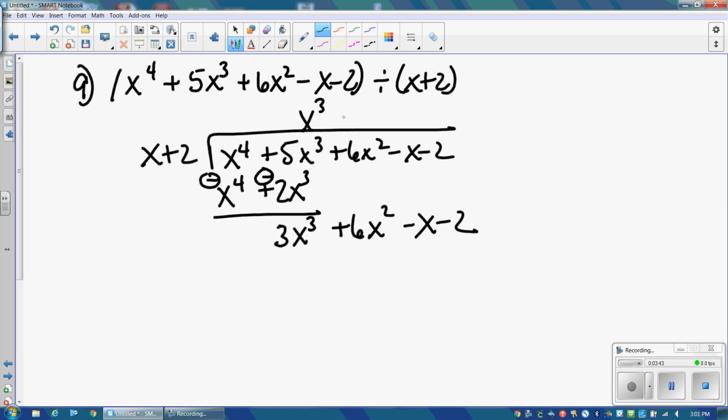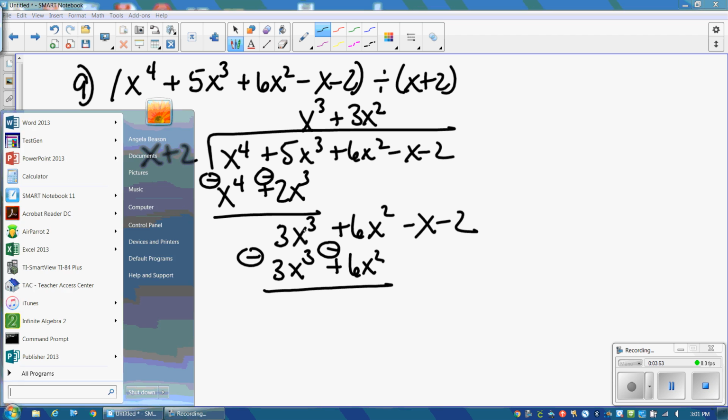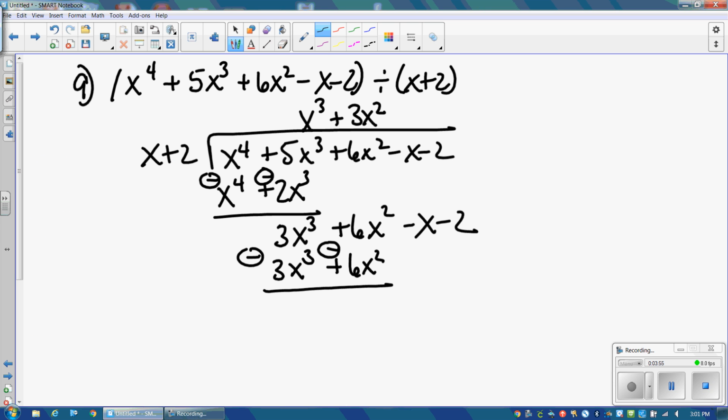X times 3x squared gives me 3x cubed plus 6x squared. I draw the line and then I subtract. And look what happens here. This cancels and this cancels. So then I'm just going to bring down what's left. X times what would give me a negative x? It would be a negative 1. So negative 1 times x plus 2 would be negative x minus 2. And then I subtract and I have a remainder again of 0.